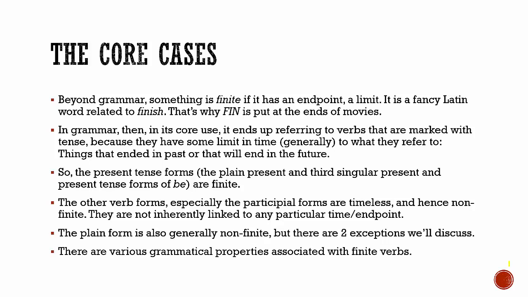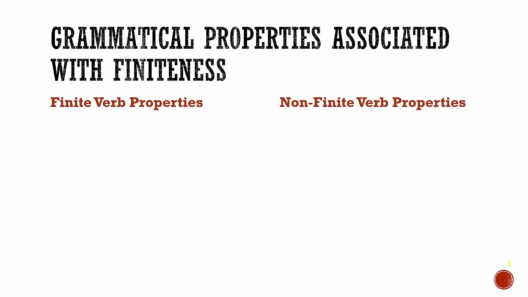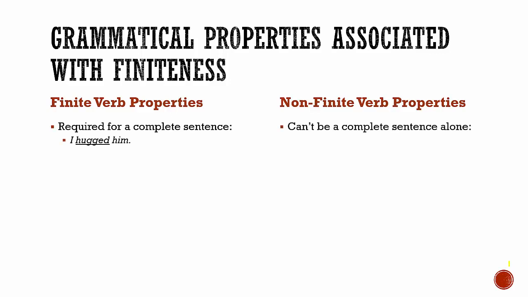And then there's lots of grammatical properties that are tied into finiteness. So let's look at a couple of those. Actually, there's about 4 of them. One thing we see with finite verbs is that they're required for a complete sentence. So "I hugged him" is a complete sentence. We have a preterite tense form in there. Whereas a non-finite form like the -ing form is not going to give us a complete sentence. "Hugging him." Now, it might be the natural answer to a question, "What are you doing?" "Hugging him." But "hugging him" alone is not a complete sentence.